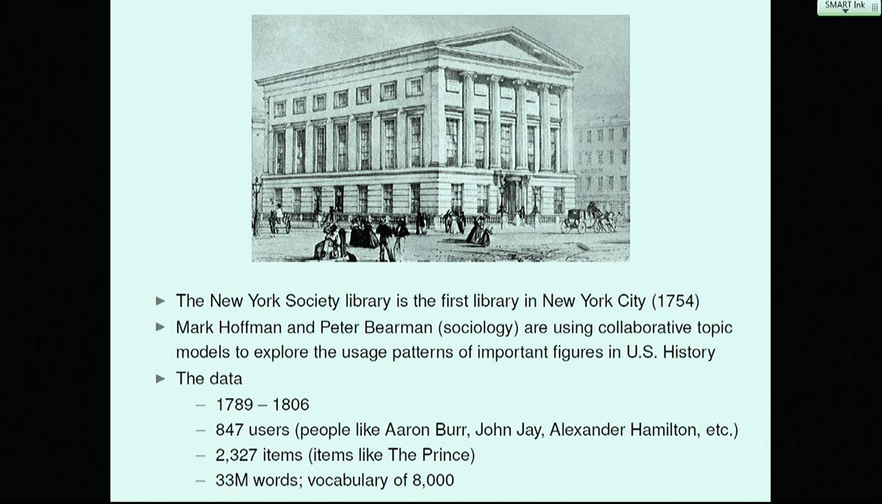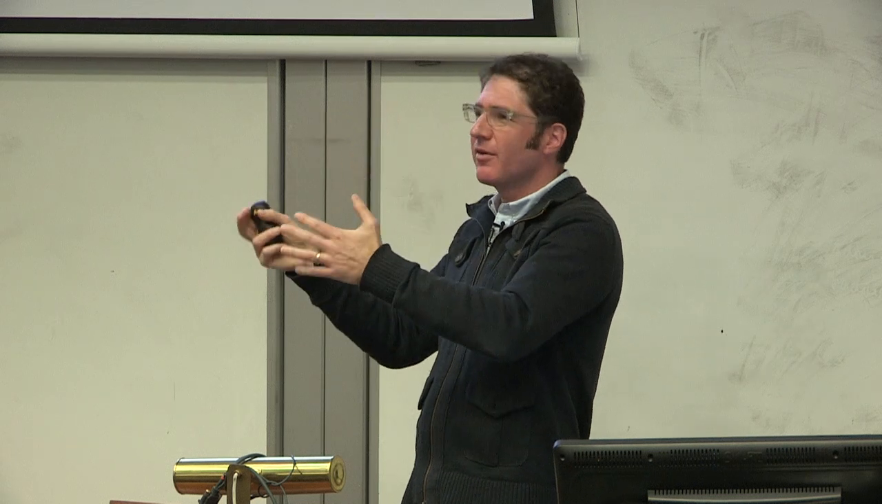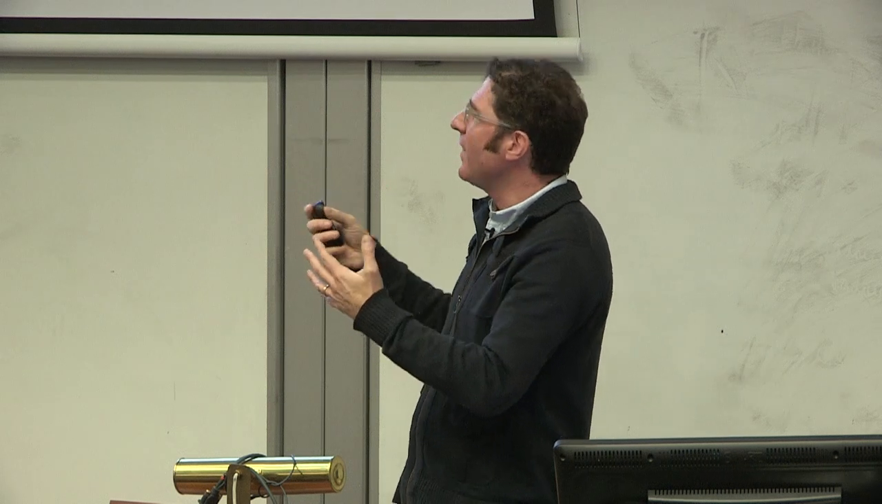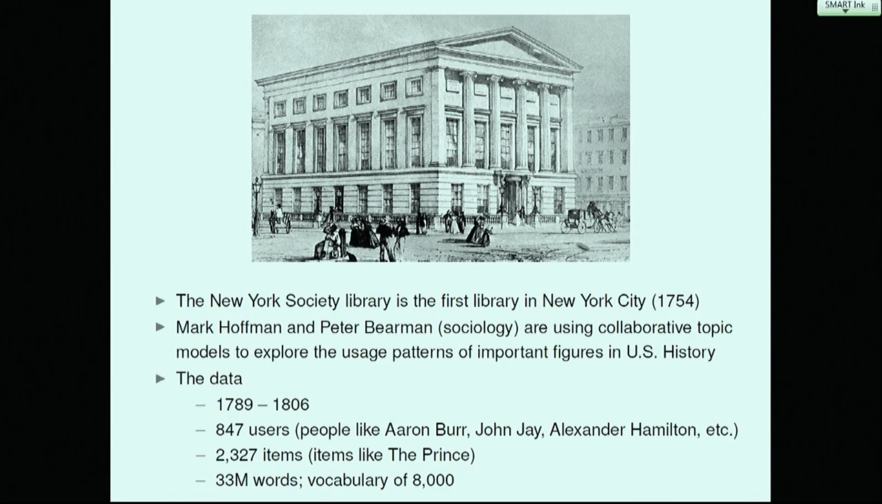Graduate student Mark Hoffman and Peter Bearman, who's a sociologist at Columbia, are using this model. We have the source code released. They are using this model to explore usage patterns of important figures in US history. I said, okay, we're not interested in readers, we're interested in papers, because that's what was interesting there. But they are also interested in the readers because they have data of people checking out books between 1789 and 1806. And these are famous people like John Jay, Aaron Burr, et cetera.